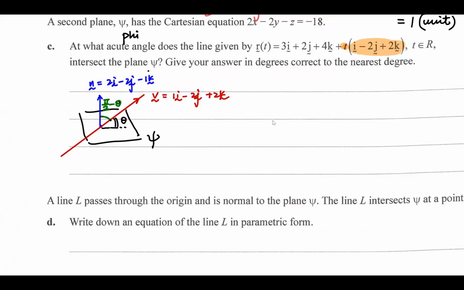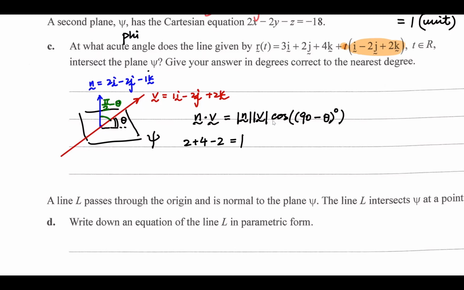So when you set up the equation, n dot v equals the magnitude of n times the magnitude of v times cosine of half pi minus theta. Well, actually, because I want to find the degree answer, I can just say 90 minus theta degrees. Okay, so n dot v is 2 plus 4 minus 2.